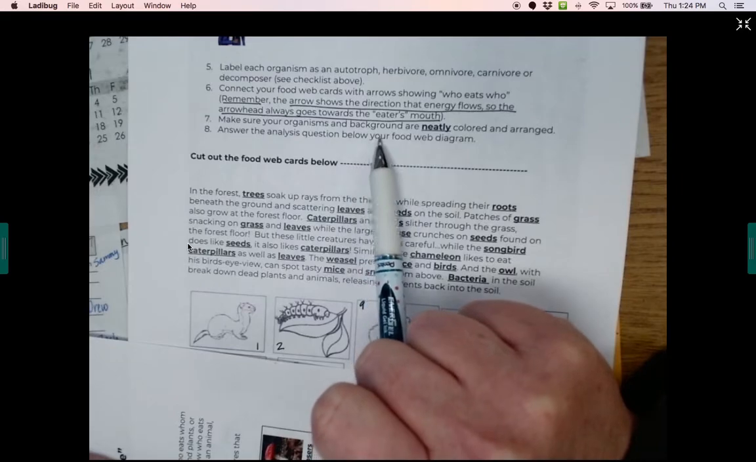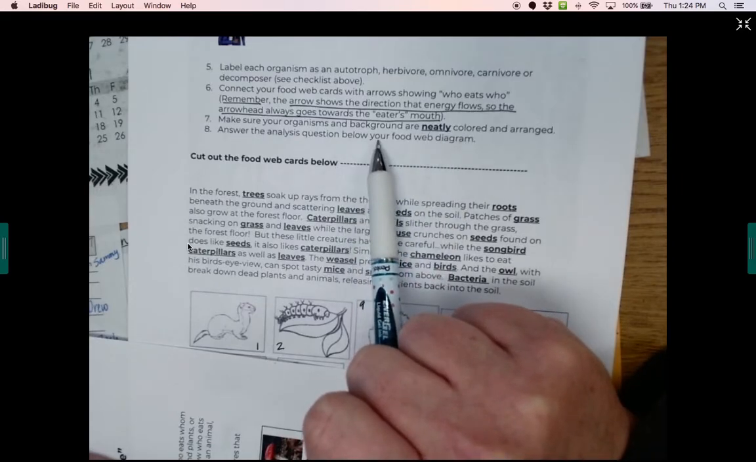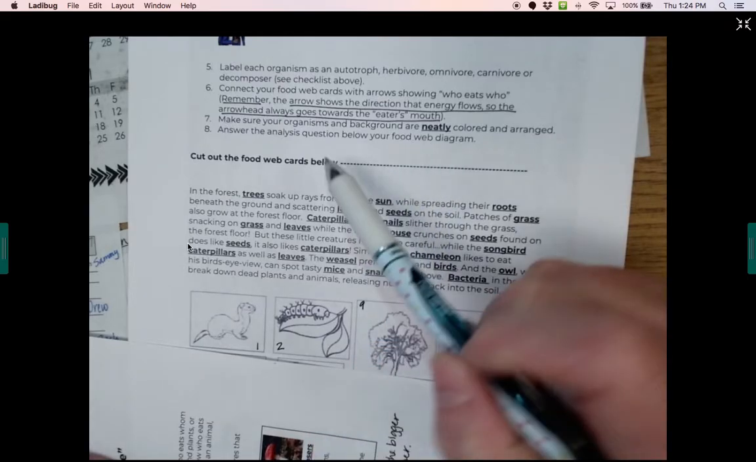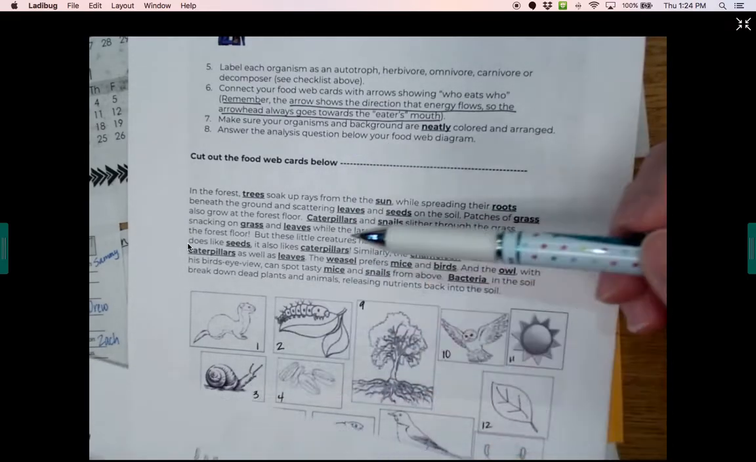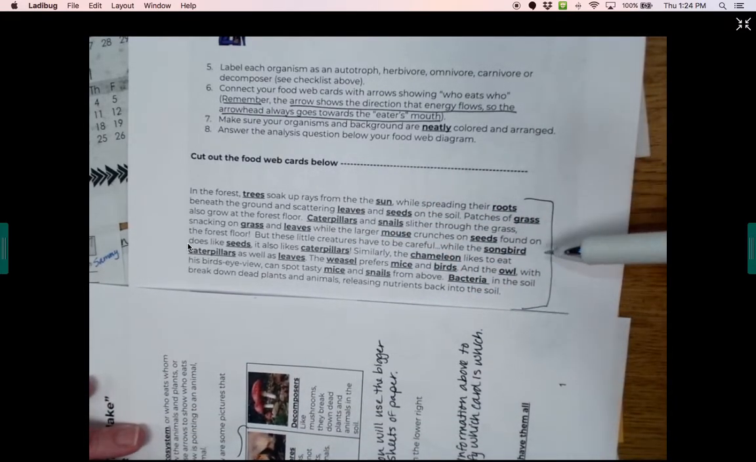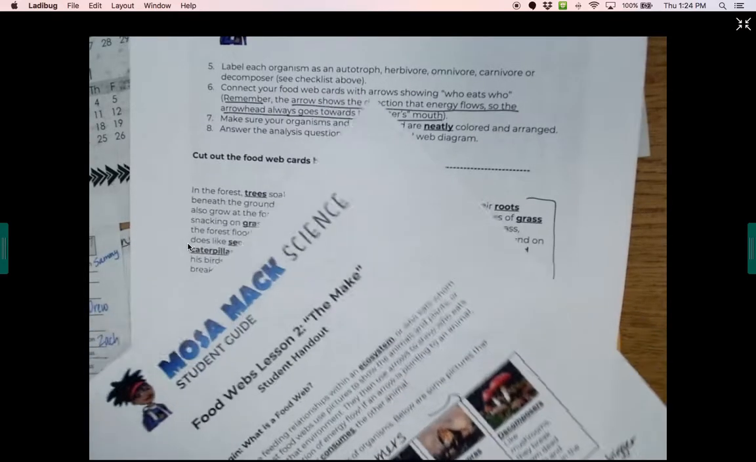Okay? Make sure your organisms and backgrounds are neatly colored and arranged. Answer the analysis questions below your food web diagram. Okay, so you'll cut this bottom part out. So this little paragraph right here is information to help you figure out who eats what. Okay? All right, now, let's say that as you're working through this process, you don't have enough time to get finished. You will want to be sure that you get a Ziploc bag, put your pieces in it, and we will finish this up on Monday. Okay? All right, so let's keep moving on through this.